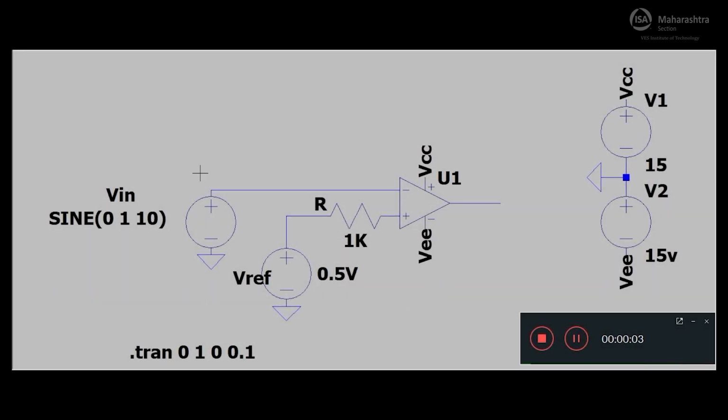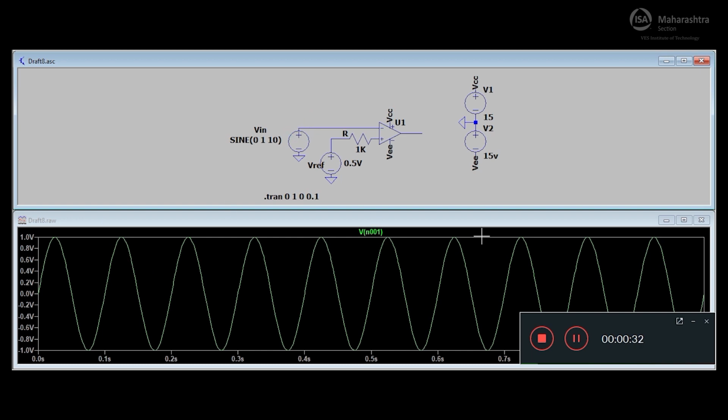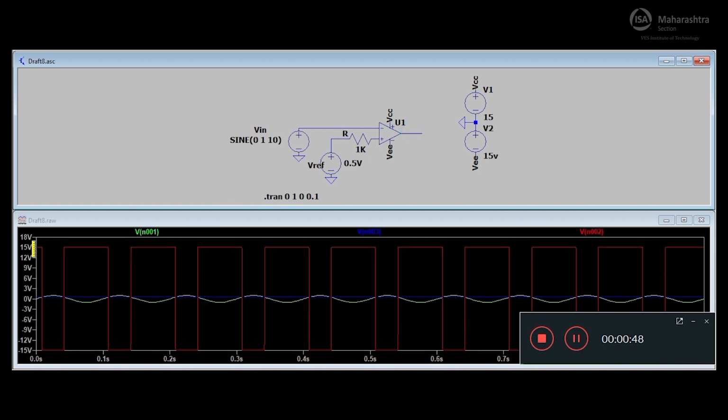So this is a comparator circuit where I have applied a sine voltage as input signal and a DC 0.5 volt as the reference signal. This sine wave has an amplitude of 1 volt. So let us check what is the output. Here you can see I am probing the input signal. You get a sine wave here. Let us check the reference signal. You get a 0.5 DC volt here. Now let us check what is the output. Here we go. The output is a plus Vsat minus Vsat square wave.